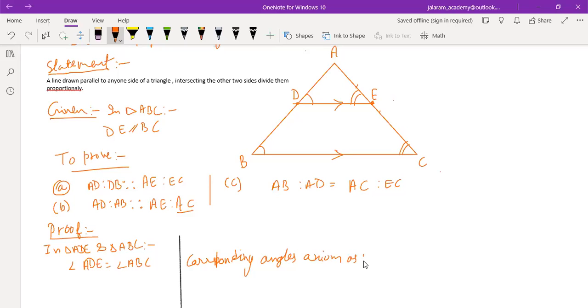as DE is parallel to BC. If two lines are parallel, their corresponding angles are equal. And also angle AED equals angle ACB.